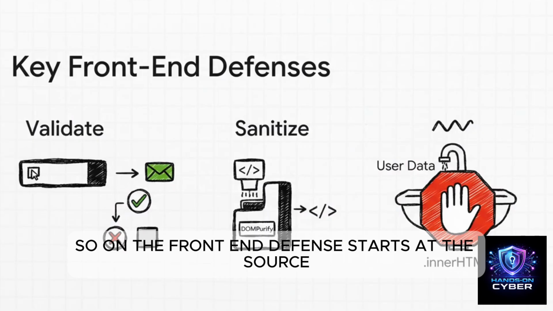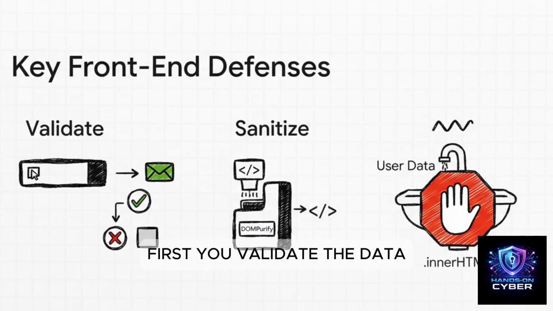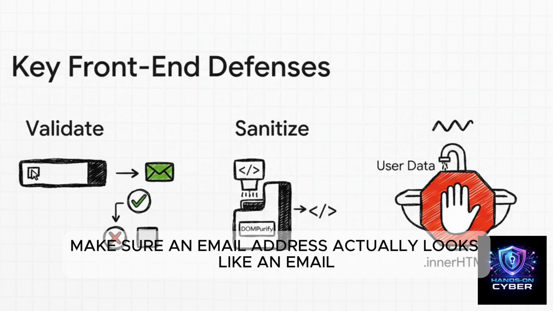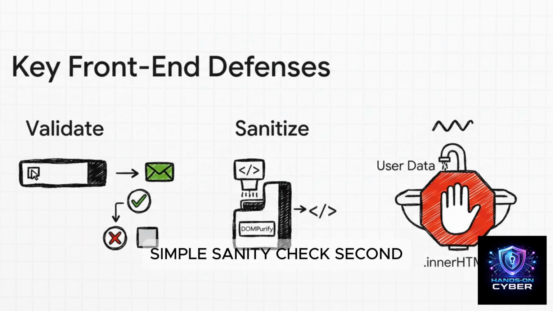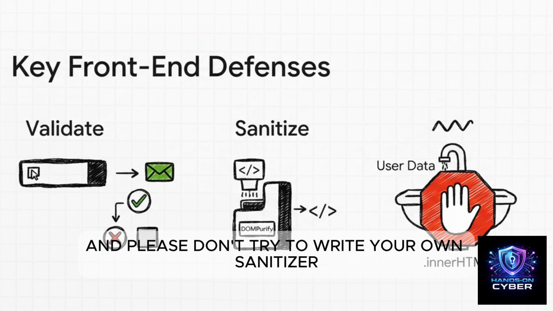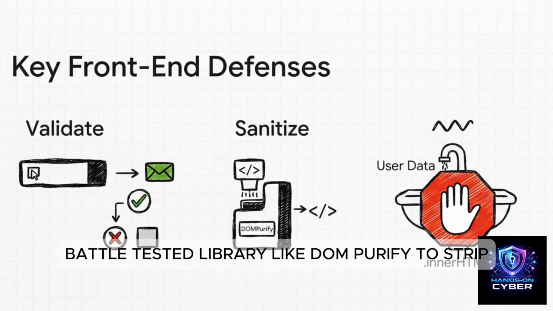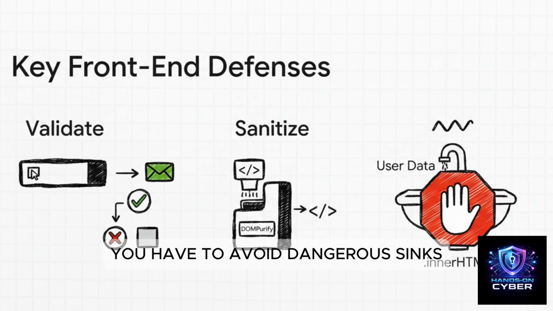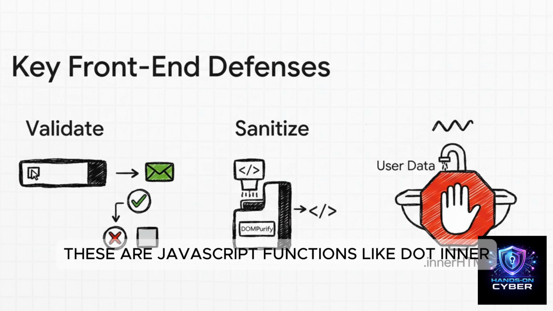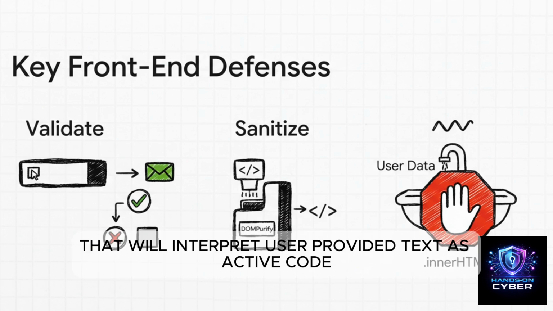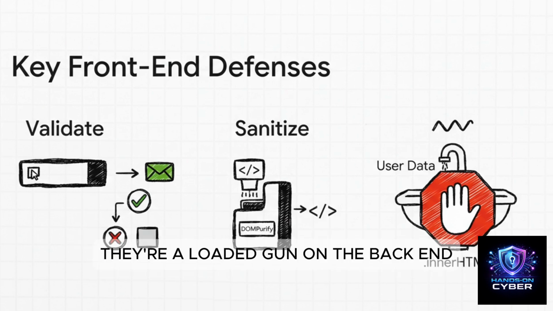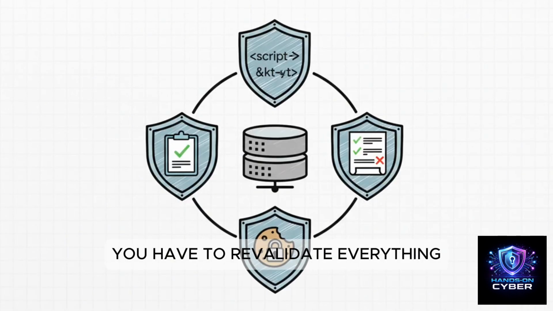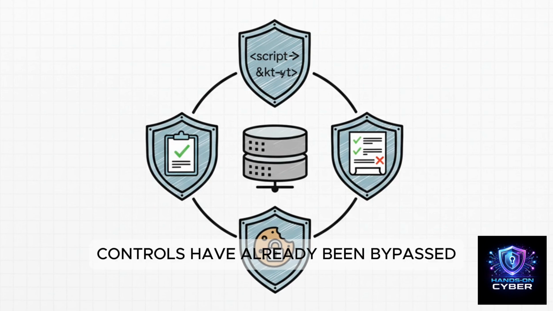So on the front end, defense starts at the source. First, you validate the data. Make sure an email address actually looks like an email. Simple sanity check. Second, you sanitize it, and please don't try to write your own sanitizer. Use a trusted, battle-tested library like DOMPurify to strip out any dangerous HTML. And critically, you have to avoid dangerous sinks. These are JavaScript functions like .innerHTML that will interpret user-provided text as active code. They're a loaded gun.